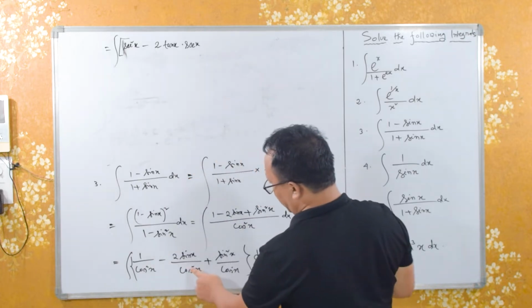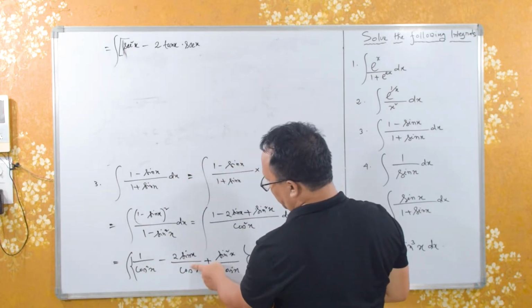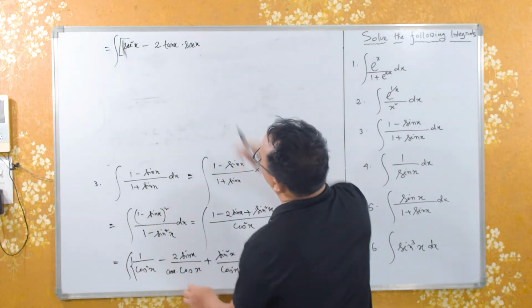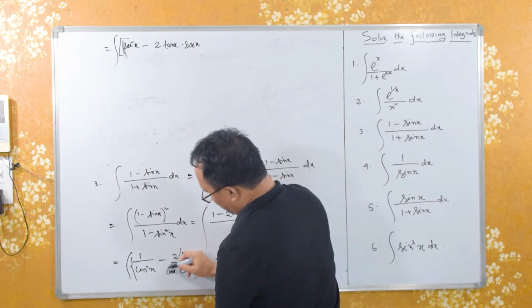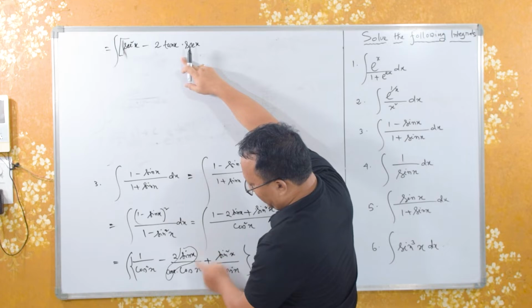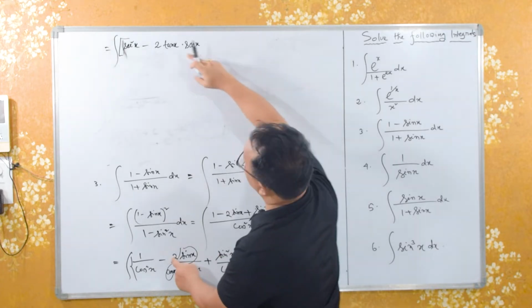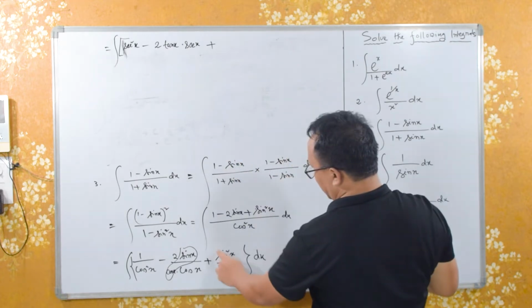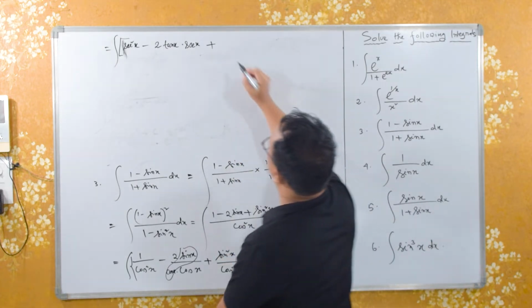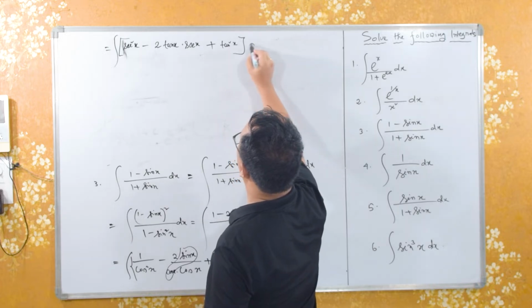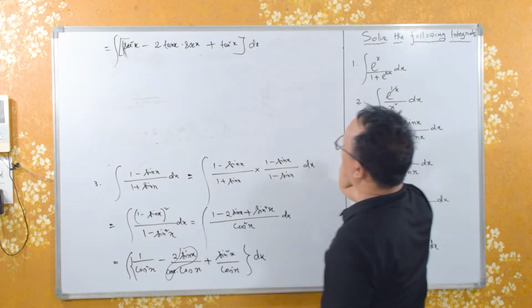Let me repeat again: instead of cos square x, you can write cos x into cos x. Here I can bring this sin by cos as tan, 1 by cos as sec, so 2 tan x sec x over here, plus similarly sin square by cos square is tan square x, dx.